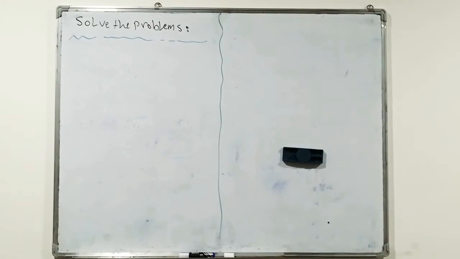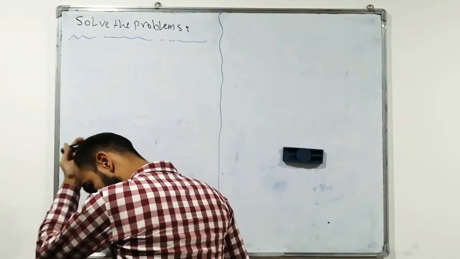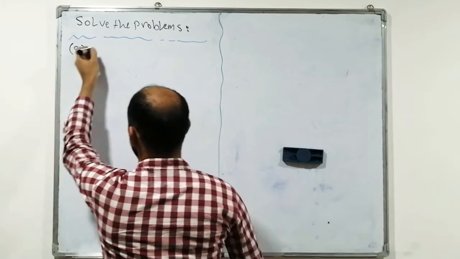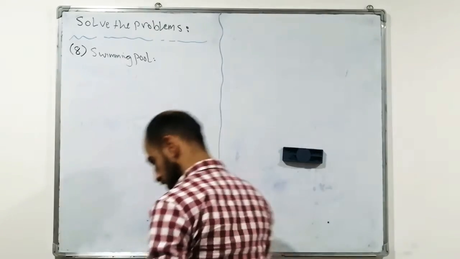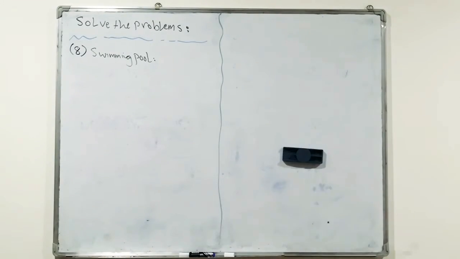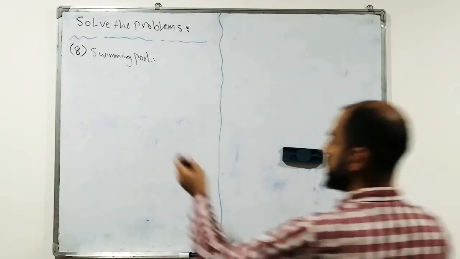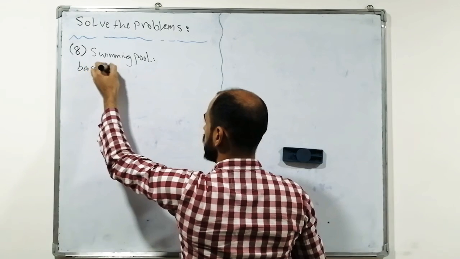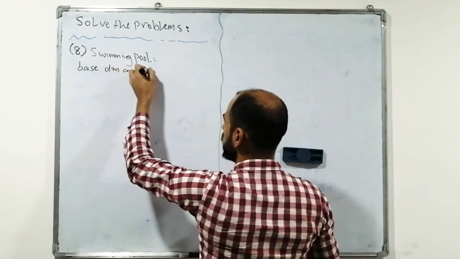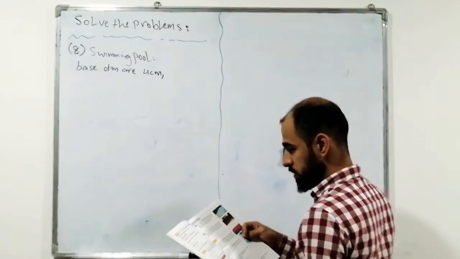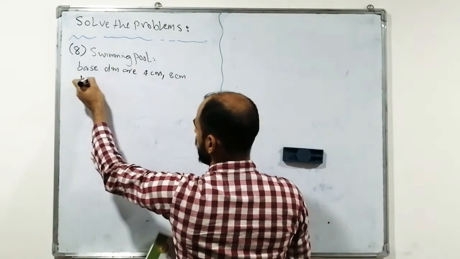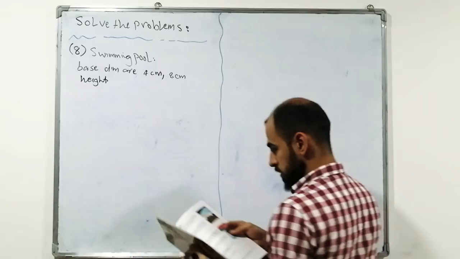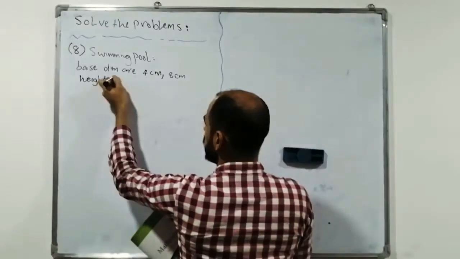Now we will take the next part, which is solve the problems. I will solve question number 8, the swimming pool. I will read the question. A swimming pool whose base dimensions are 4 centimeters and 8 centimeters, and its height is 2.5 meters.